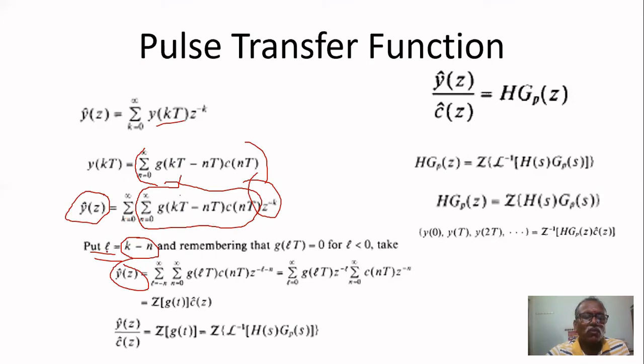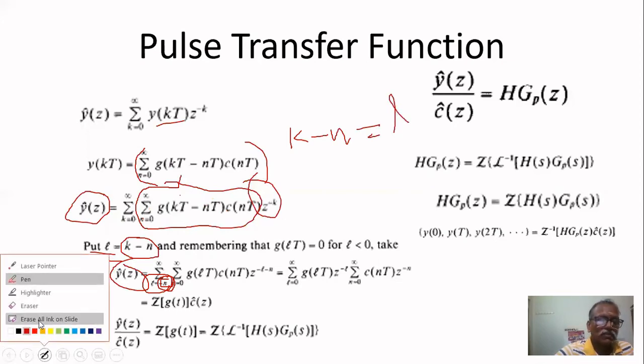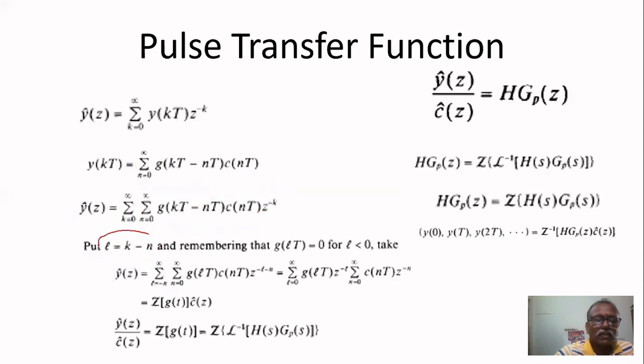what is the value of k? K equal to L plus n. Substitute n equal to 0 here. K becomes L. So for negative values of L, this becomes 0. We are substituting k minus n equal to L. Therefore, the index is changing now. L equal to k minus n. Here k minus n becomes L.